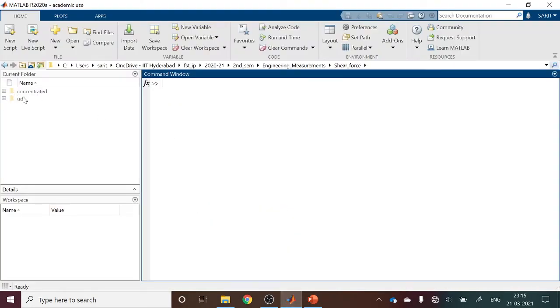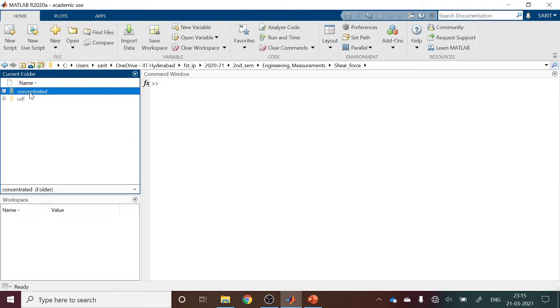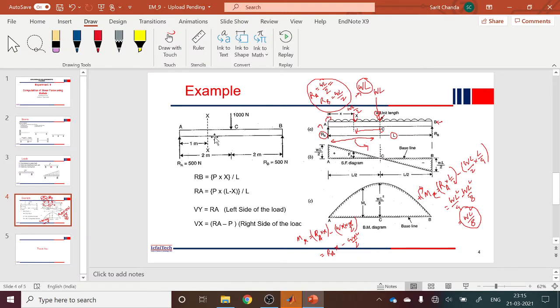So basically the first case was the concentrated load, and the second one is UDL. Let me do it first for the concentrated case. Now, a simple shear force diagram, like this beam, this is a simple beam, right? So what is the shear force equation? If the section is on the left hand side of the concentrated load, then we'll have this equation. If the section is on the right hand side of the concentrated load, then we'll have another equation, right? So these are the two equations that we have to write.